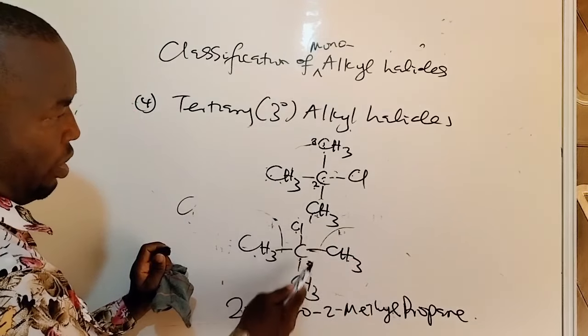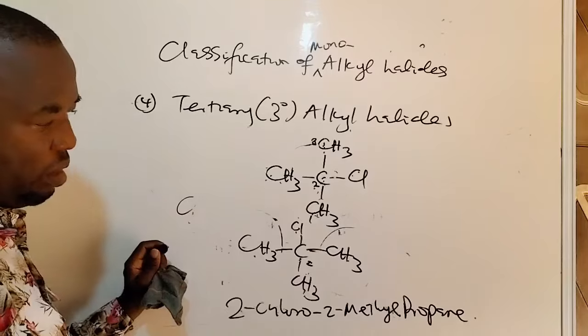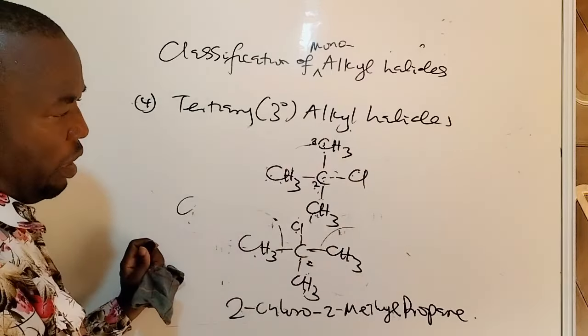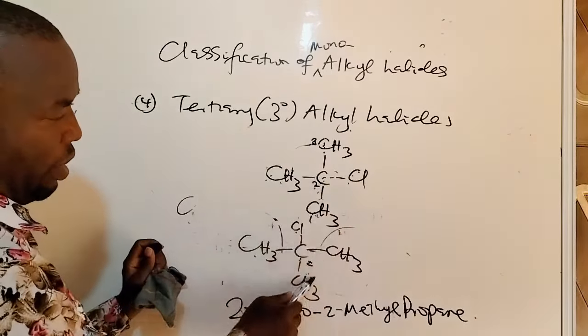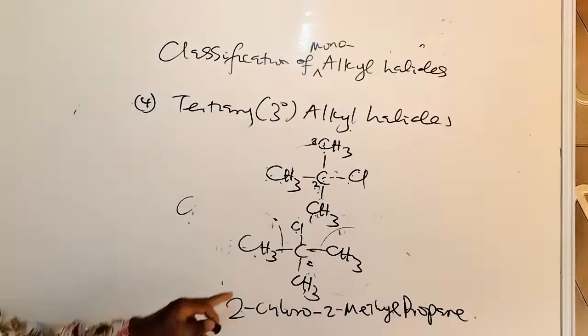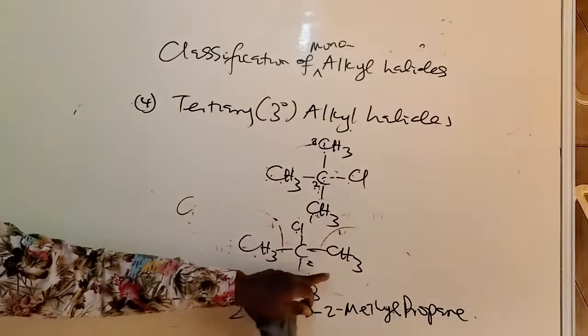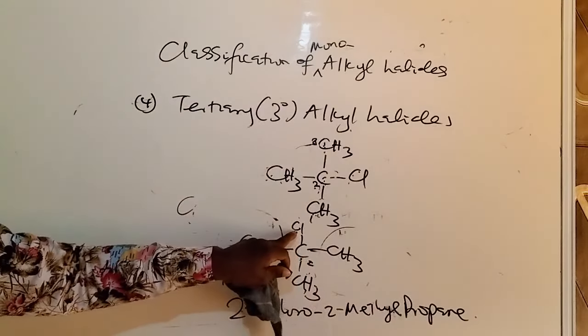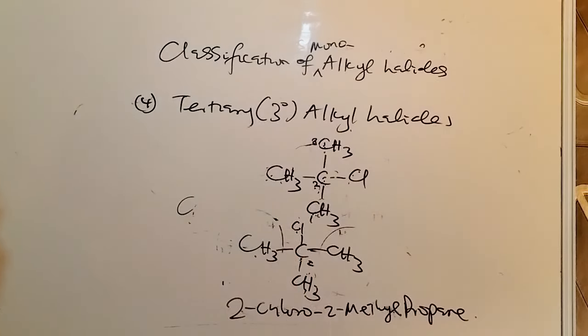This compound and this structure are the same thing, just a rearrangement. If you turn it 180 degrees or thereabout, you get this structure. So they're the same thing. So these 3 alkyl groups are bonded to the carbon of the halogen. That means it's a tertiary or 3rd-degree alkyl halide.